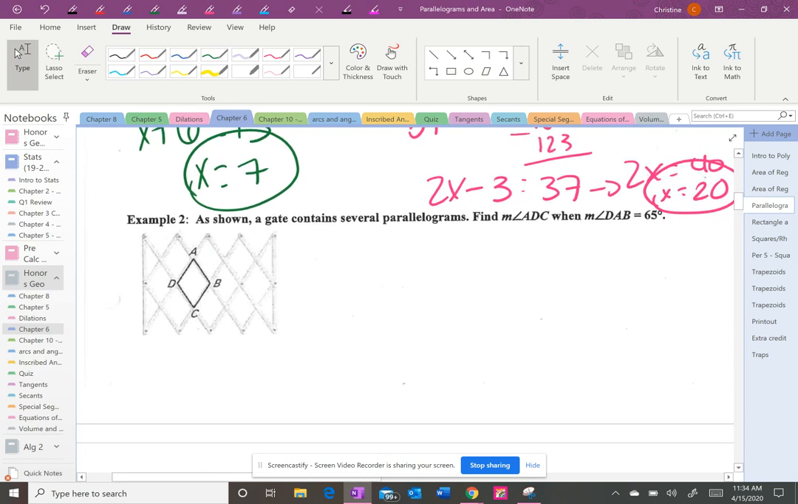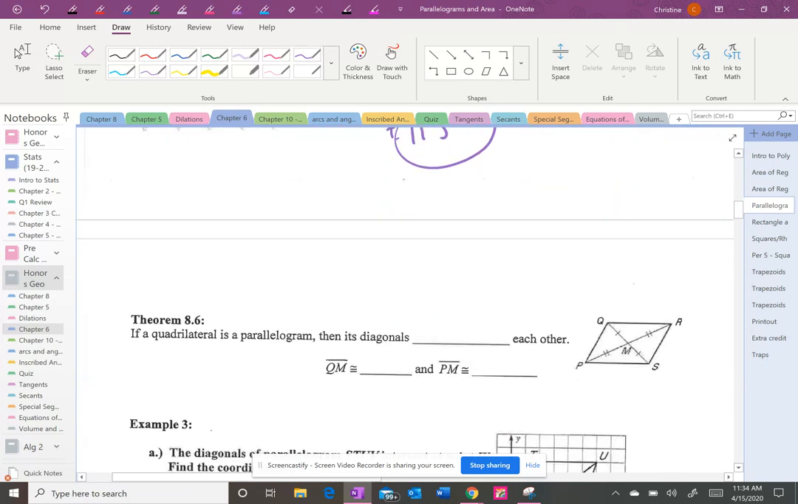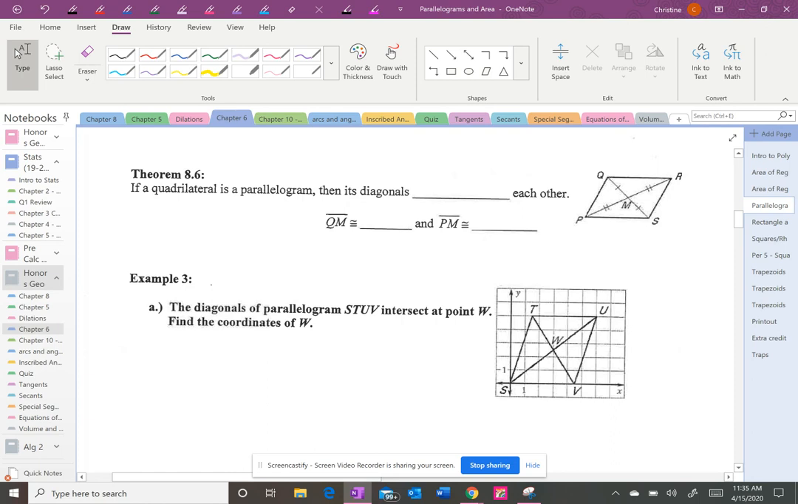Find the measure of ADC when DAB is 65. So for ADC, I'm just going to trace A to D to C. It's here. It's going to be the supplement of 65, so 115. Okay, so most of that was pretty self-explanatory.